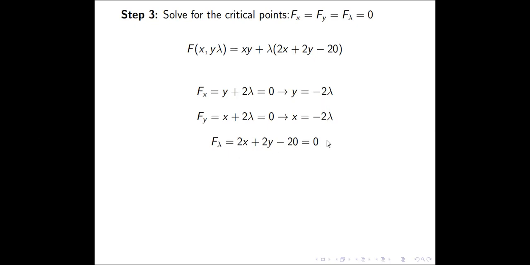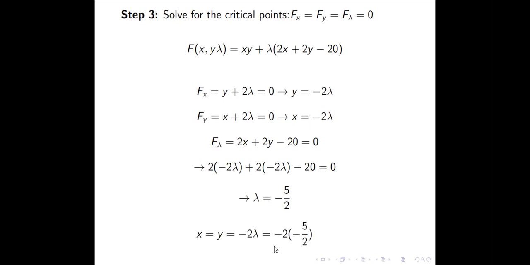In this one, we have that. And all you have to do is solve for lambda. It's just linear in lambda. You get lambda, just verify, equal to negative 5/2. And once you've solved for lambda, you can get x and y from the first 2 here. So we get x and y both equal to negative 2 lambda, and we plug in lambda, we get 5.